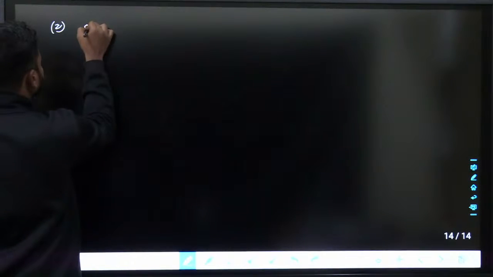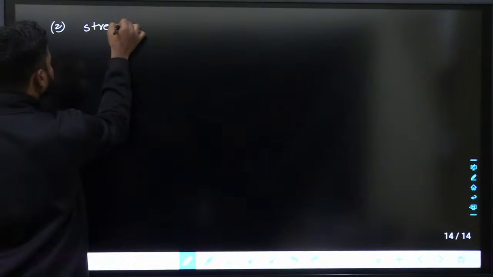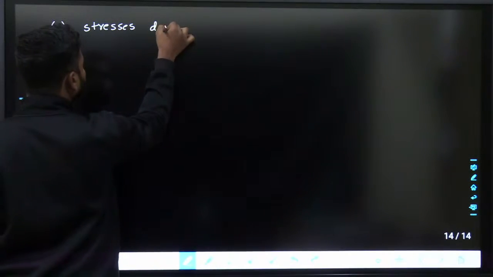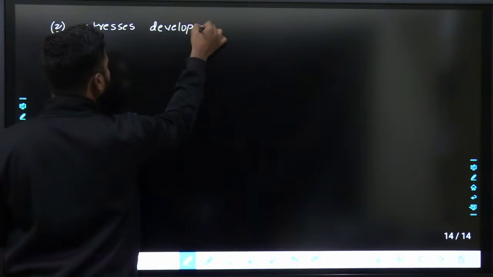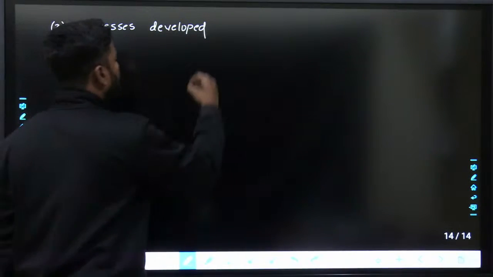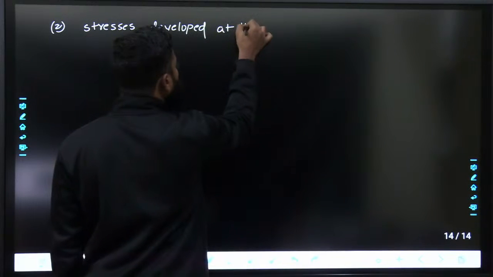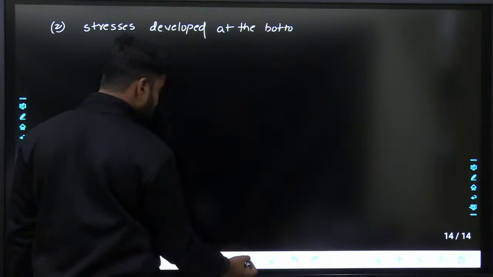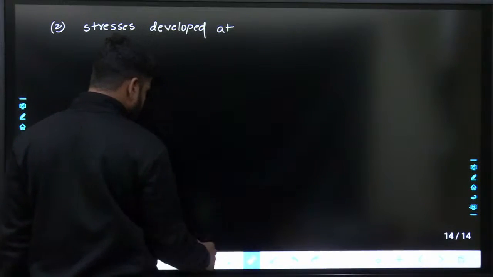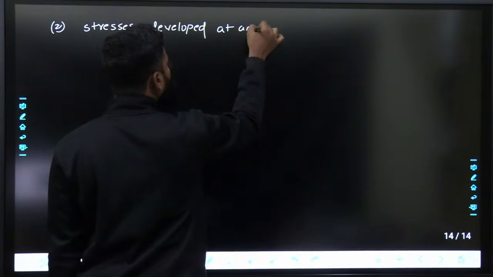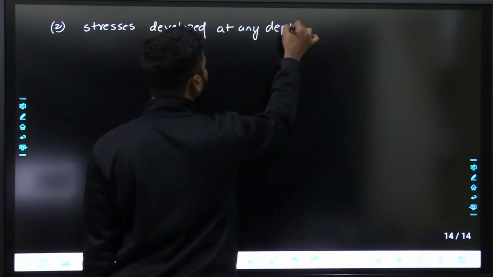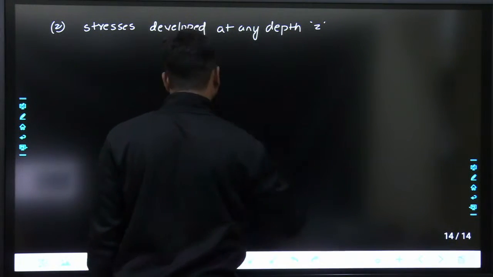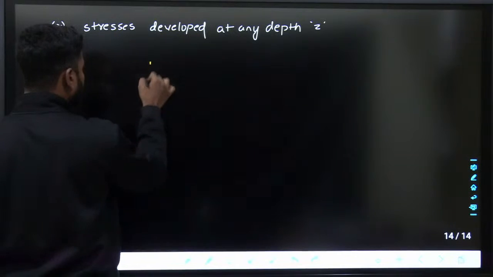Stresses developed at the bottom layers, stresses developed at any depth Z.